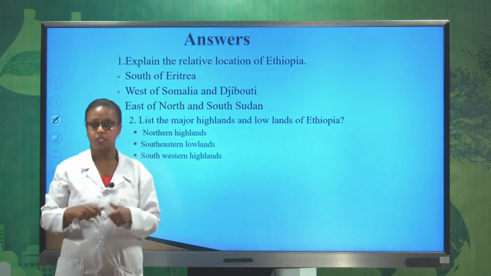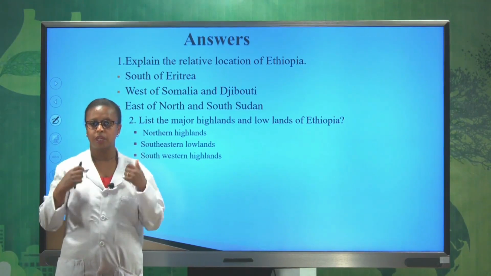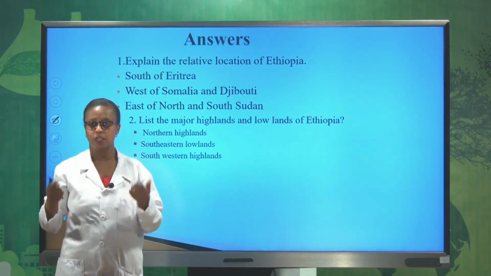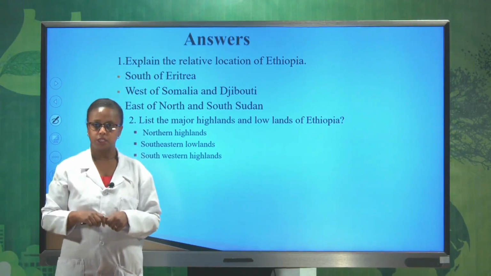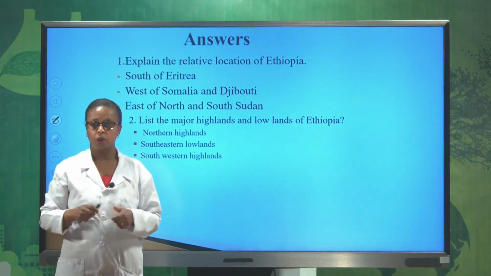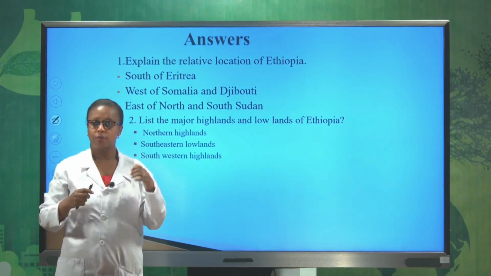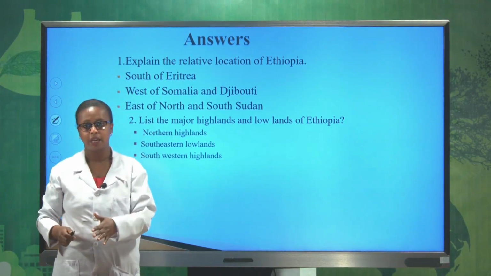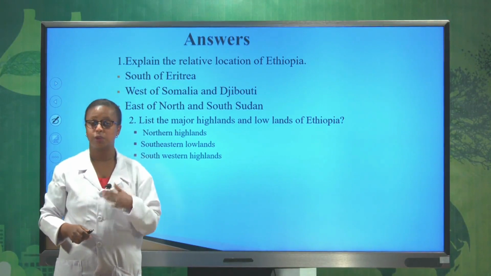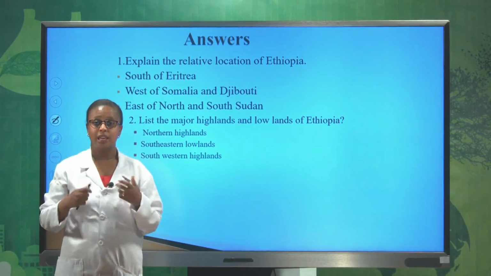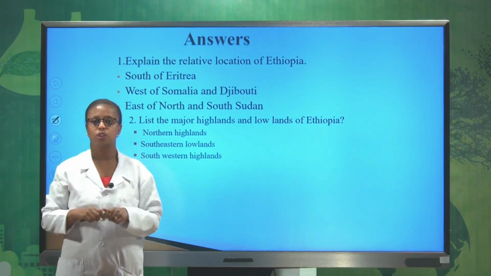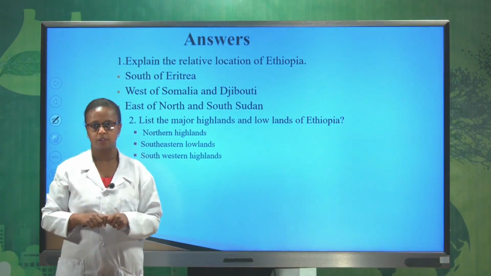In relative location, places or countries can be located in reference to water bodies or land masses. In absolute location, places or countries can be located in reference to parallels of latitude and meridians of longitude. Based on these lines, we can obtain the exact or absolute location of countries or places.